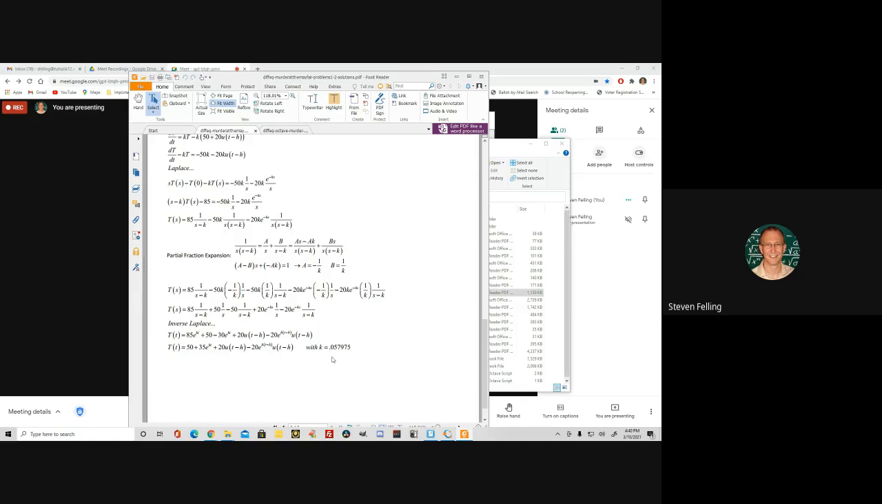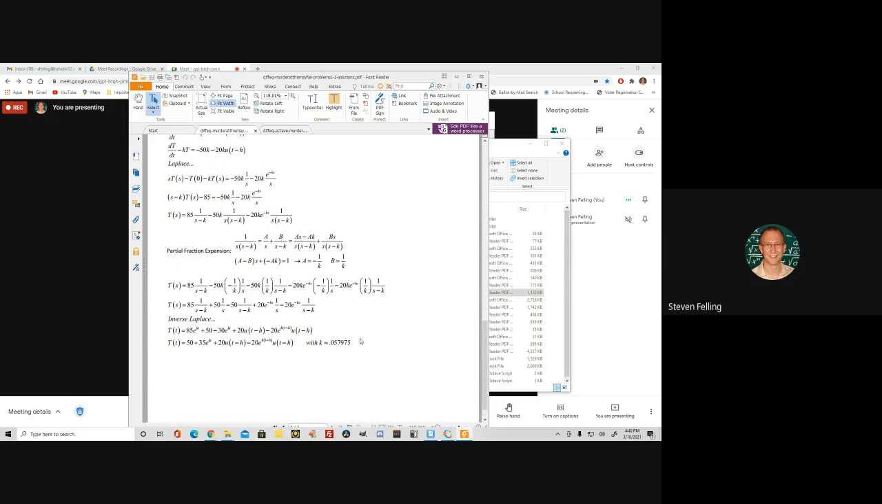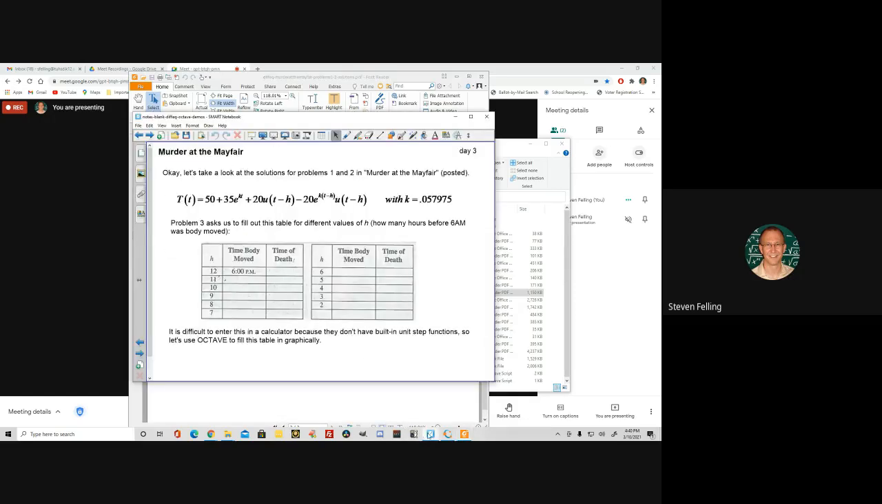And this k here is the same k from part 1, the 0.057975. So this is where you should have gotten to when you did the homework last night. Okay, so now that we've got that, we're going to move on.